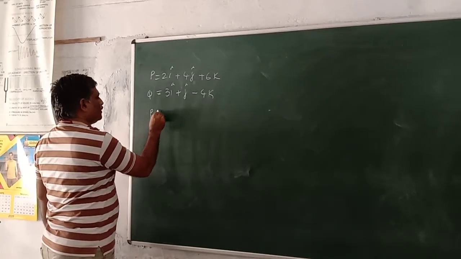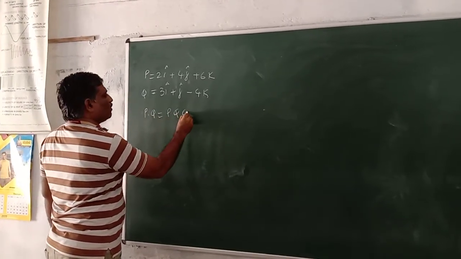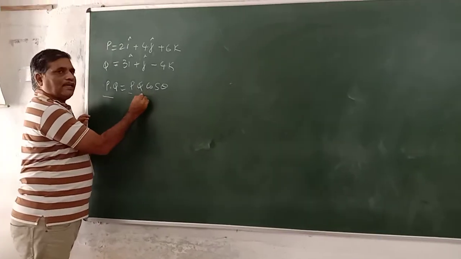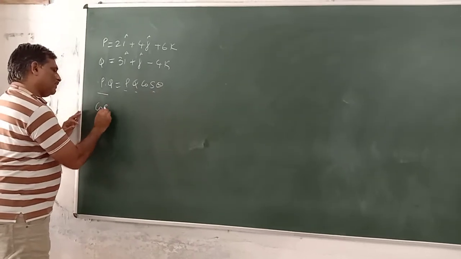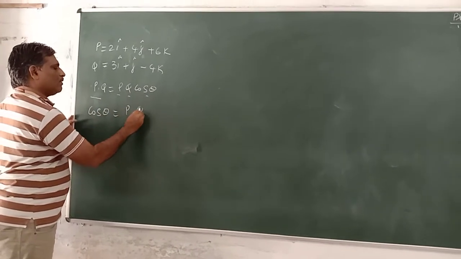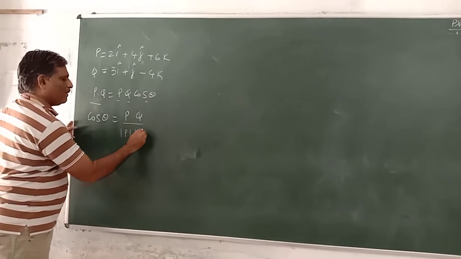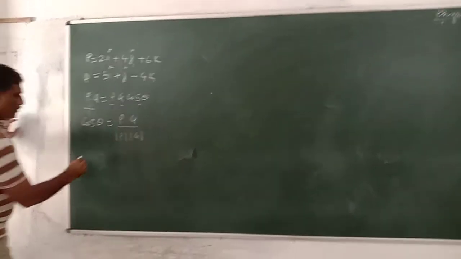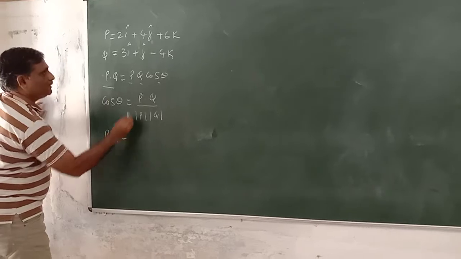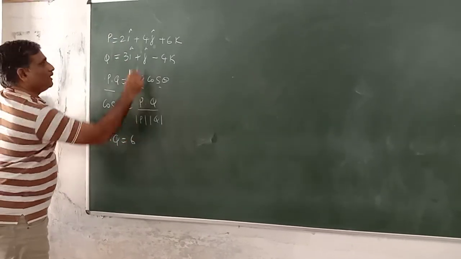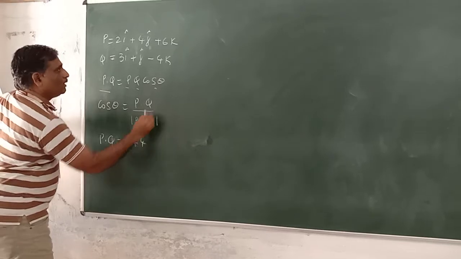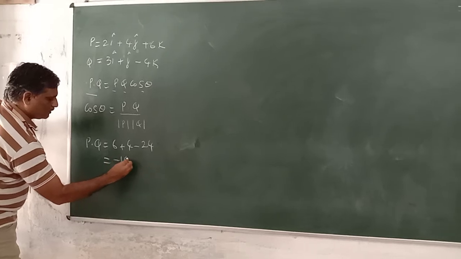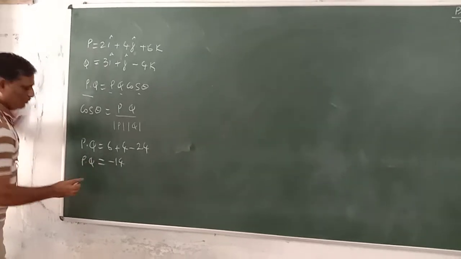Vector P dot Q is equal to PQ cos theta. This is dot product. This is magnitude of P. This is magnitude of Q. This is cos theta. From this one, cos theta is equal to P dot Q over magnitude of P and magnitude of Q. Once we know this one, we can find out theta. P dot Q is equal to, that is this into this, 6, plus this into this, plus 4, plus this into this, minus 24, which becomes minus 14. This is P dot Q.